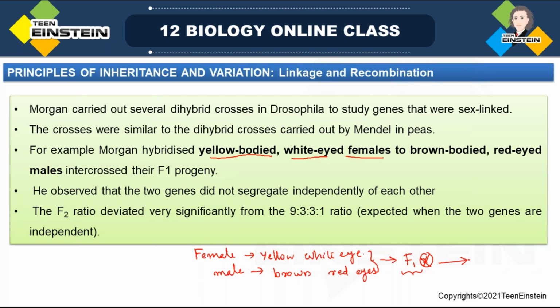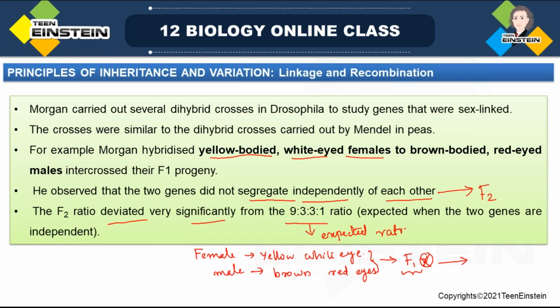He observed that these two genes did not segregate independently of each other, in the F2 generation. After getting the F2 generation, he noticed there was no independent segregation. The ratio he got in F2 was very different, significantly deviated from 9:3:3:1. This 9:3:3:1 is the expected ratio of F2.